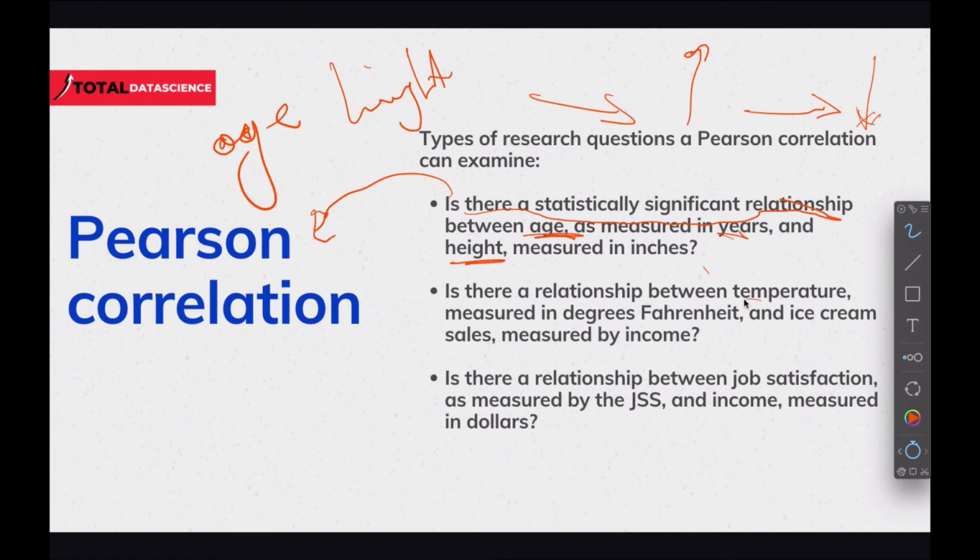For instance, the temperature and also the sale of ice cream. Is it that if it is cold, people buy less ice cream? Or if it is hot, then people buy more ice cream, right? Can we have such a correlation? Is there any relationship like that? So we can actually measure this just using the Pearson correlation, right?